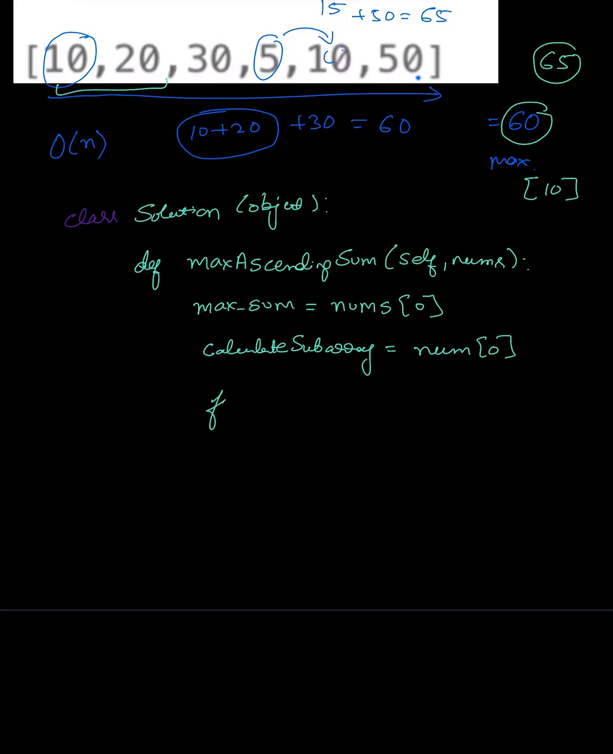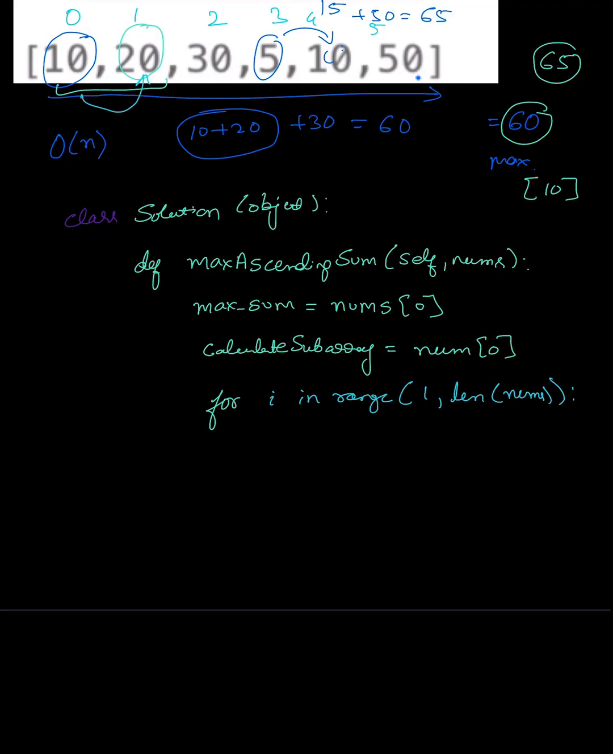So let's iterate. I'm going to iterate from this position so that we can easily check whether this number is greater than this one. So I'm going to write for i in range 1. Here the index starts from 0, that is 0, 1, 2, 3, 4, 5. It's going to start from 1, and I'm going to end at the length of this array. The length of this array is 1, 2, 3, 4, 5, 6. It is 6. It's going to end here.